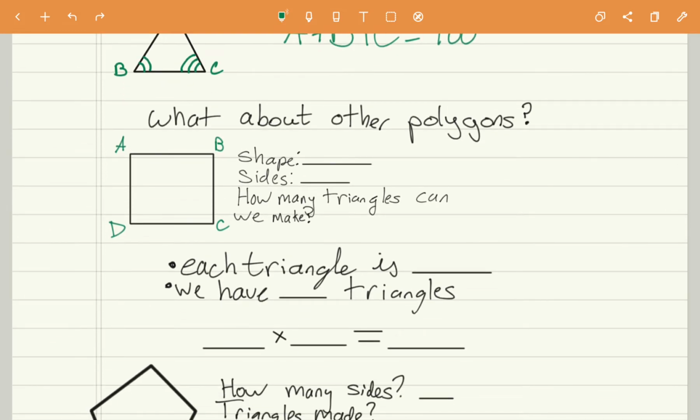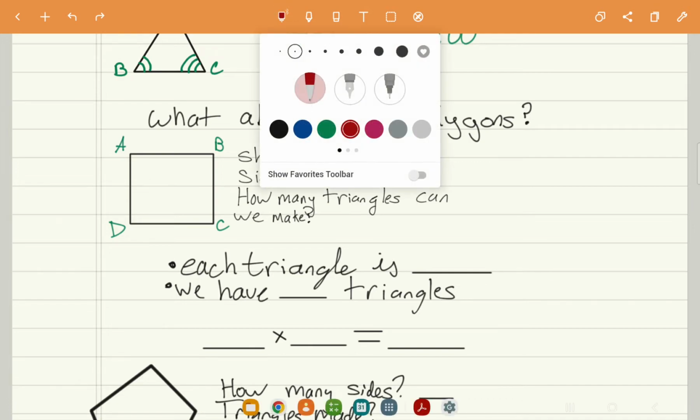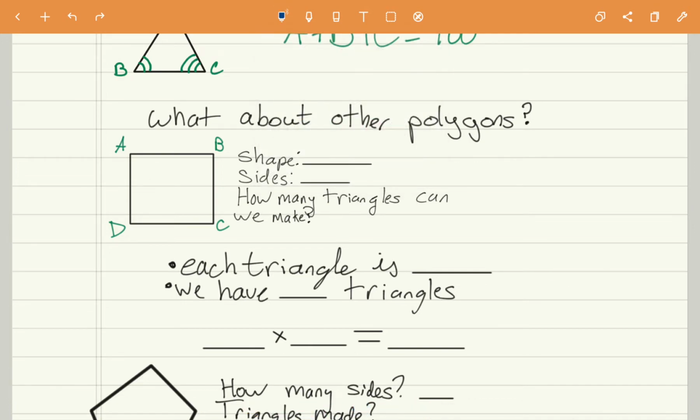Let's look at this shape right here. This is what we call a quadrilateral, or a square or a rectangle. But in general, four-sided shapes are quadrilaterals. And I just answered the next question. We have four sides. Now we need to see how many triangles we can make.